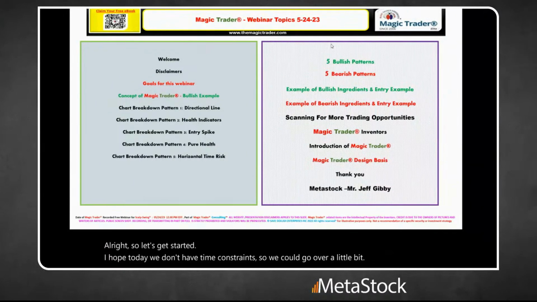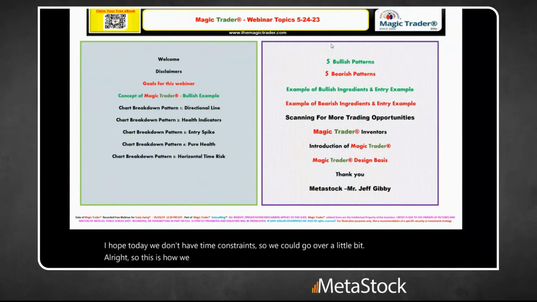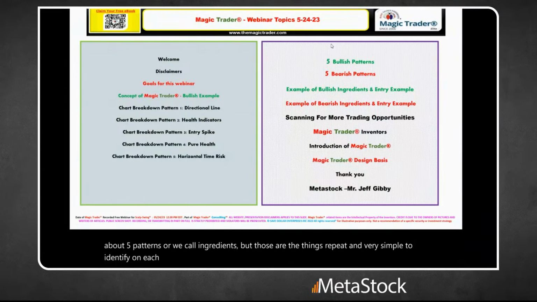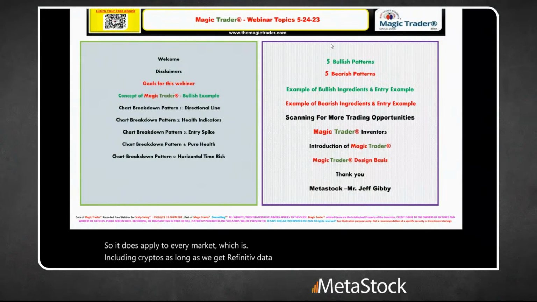Okay. All right. So this is how we're going to run this webinar. We're going to talk about some topics, and the topics you already know. We're going to talk about 5 patterns, or we call ingredients, but those are the things that repeat and are very simple to identify on each side on any kind of market vehicle, or we call them instrument or securities. So it does apply to every market, which includes cryptos. As long as we get definitive data, we could plot anything, and that's what we're going to show you.